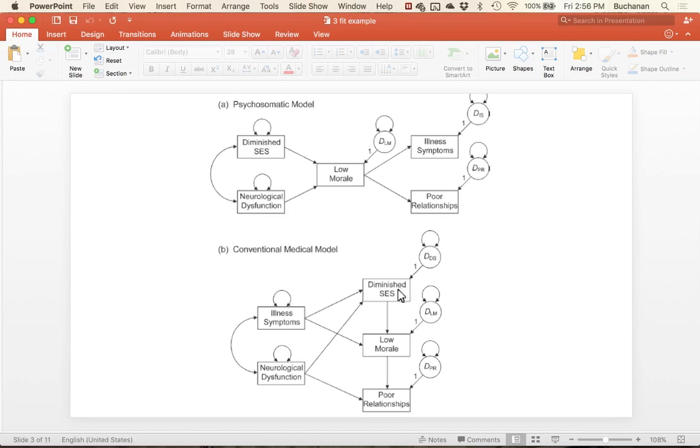For the second model, if I start kind of here at the bottom, poor relationships, tilde, low morale and neuro. Low morale is predicted by SES and illness. SES is predicted by illness and neuro. And that should cover all of our different arrows.